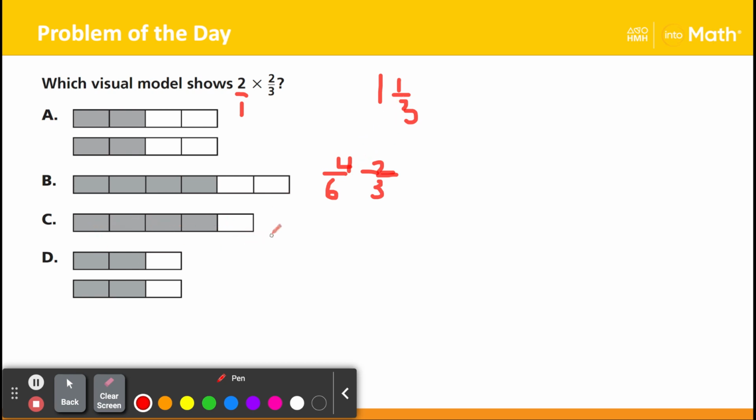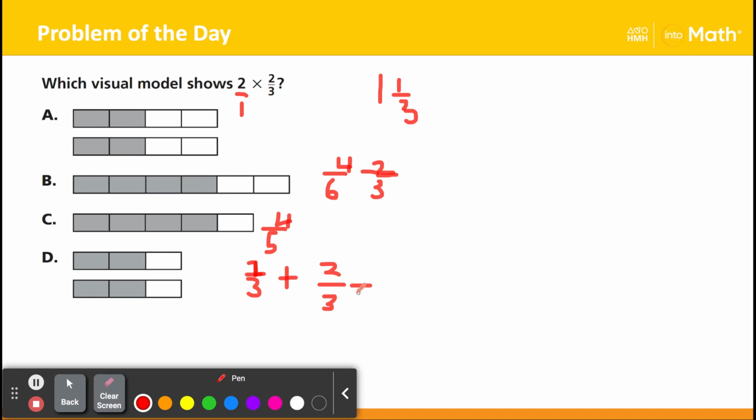1, 2, 3, 4, 5 in all. How many shaded? 1, 2, 3, 4 shaded. So that's not the answer. Go to the next one. 1, 2, 3. 3 total. 1 shaded plus, here's the plus. 3 in all. Oops, no, that's 2 shaded. Sorry. That's 2. Same again, 2 and 3.